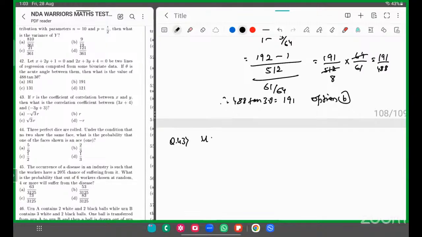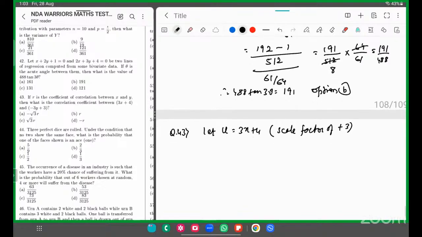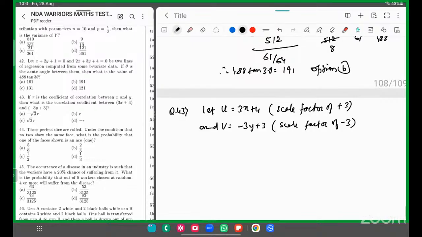Let's assume U is equal to 3x plus 4, with a scale factor of plus 3, and V is equal to minus 3y plus 3. The scale factor is minus 3. Okay.